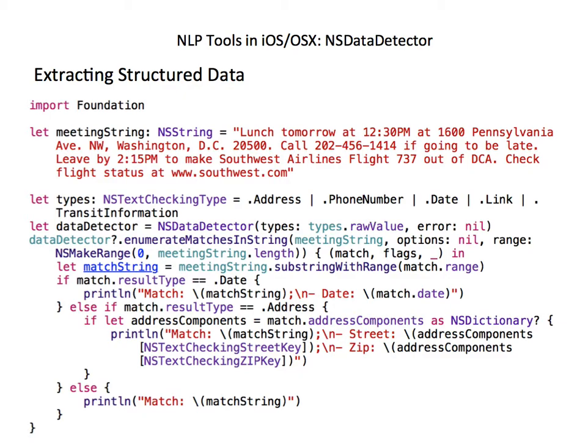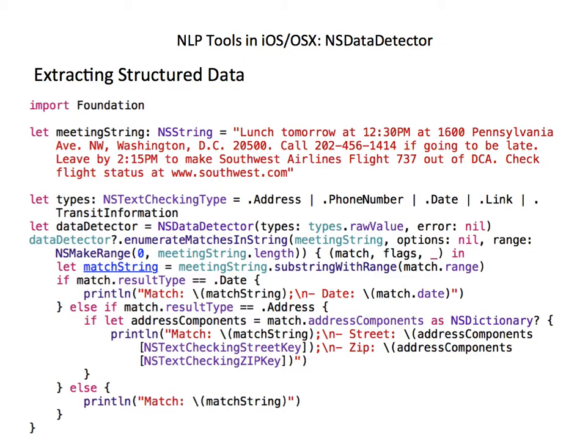Then we create the data detector with the types we just specified and call enumerateMatches(in:) on the data detector. The enumeration block gives us each of the matches in the form of an NSTextCheckingResult, which has properties for the range of the match and the result type. To get the match itself, we use the range to create a substring with the detected data.